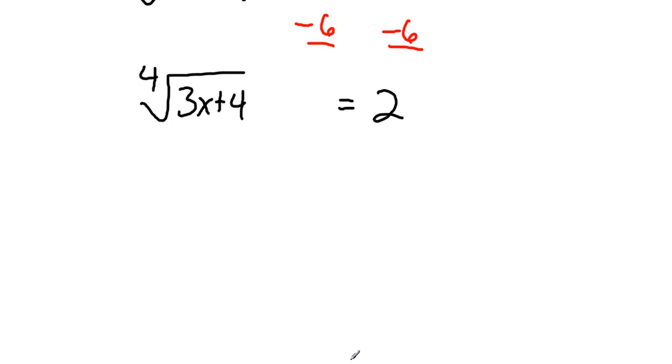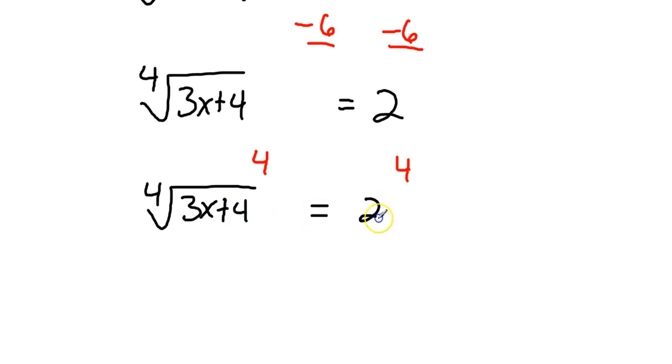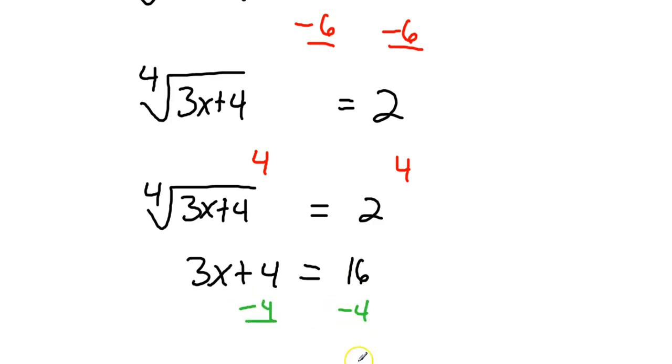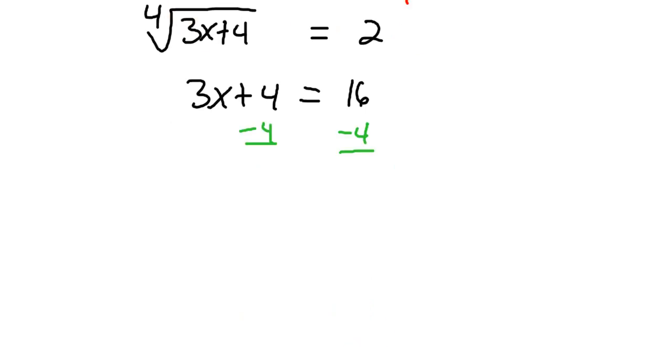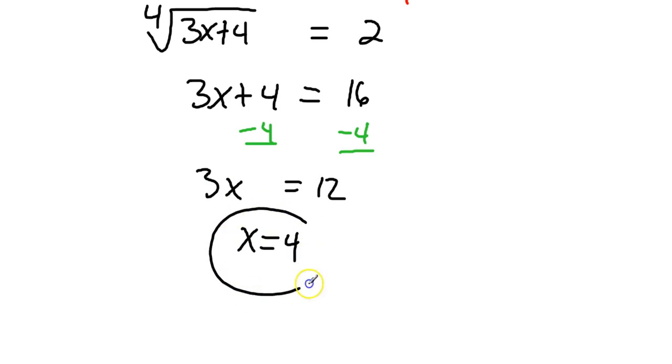And again, because it's the fourth root, do the fourth power on both sides. And again, the fourth power and fourth root cancel each other out to get 3x plus 4. 2 to the fourth is 16. And then from there, just work it out the same way. You're going to subtract 4 from both sides. So you got 3x equals 12. Take the 12, divide it by 3, and then you get x equals 4.